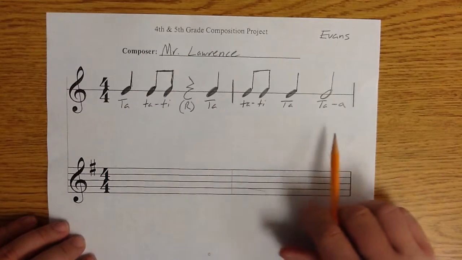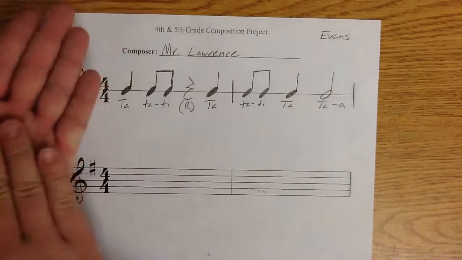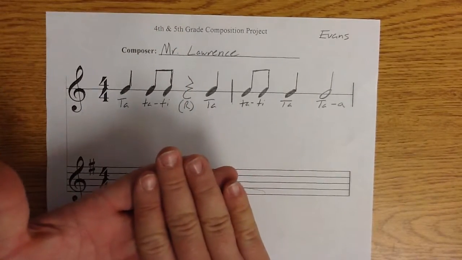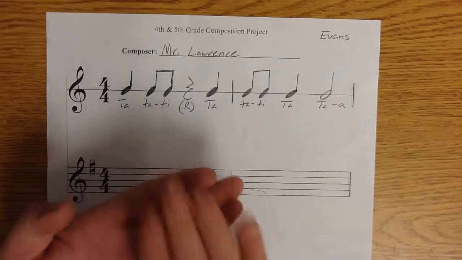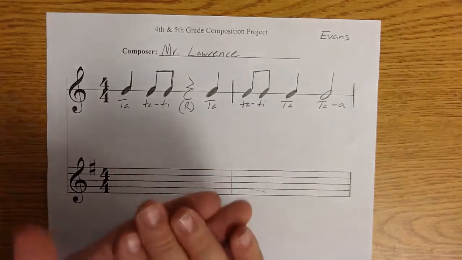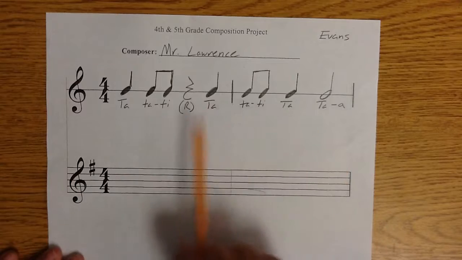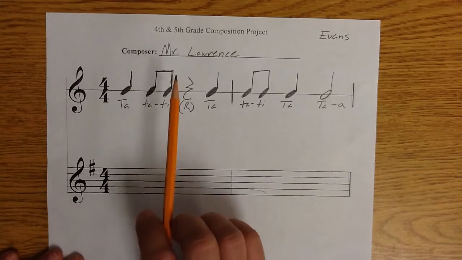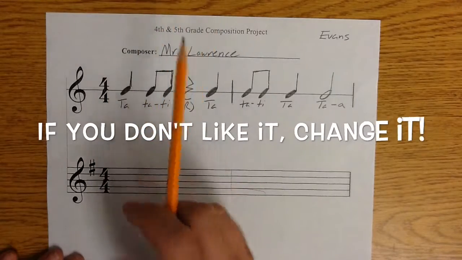Now that I have gone through and written all of this, I will clap my rhythm. For example, 1, 2, here I go. Ta, ta, ti, rest, ta, ta, ti, ta, ta. Please be sure that once you have completed this portion, that you are able to clap it. Try it out a couple of times. Remember, if you don't like it, change it.